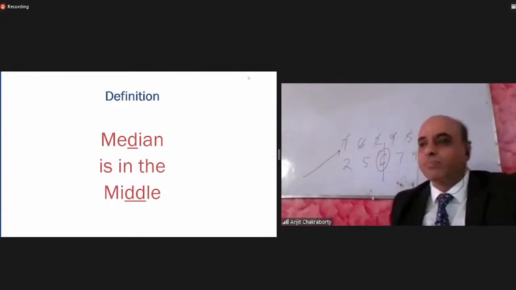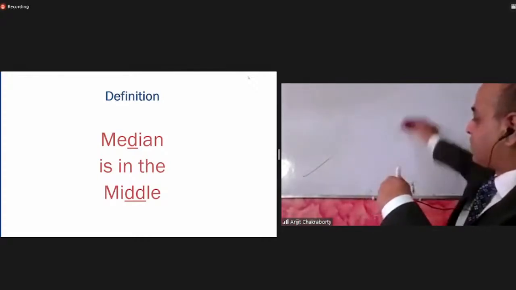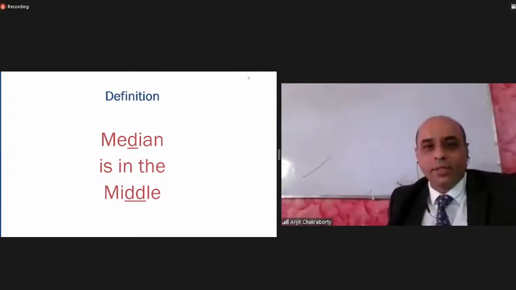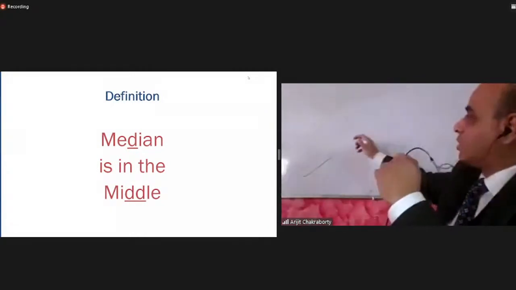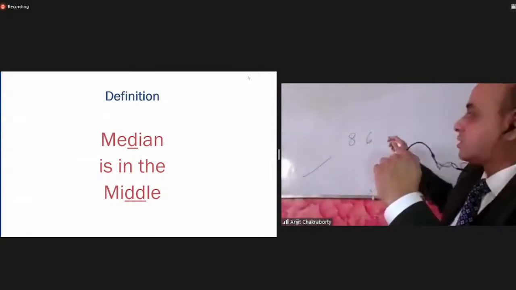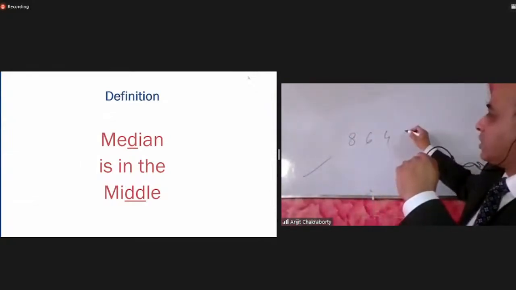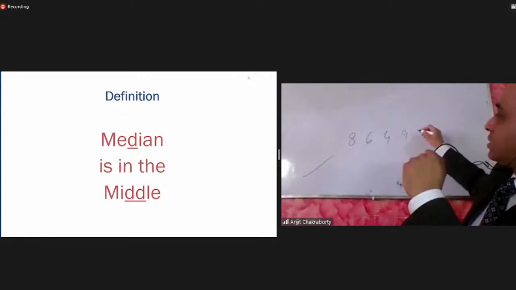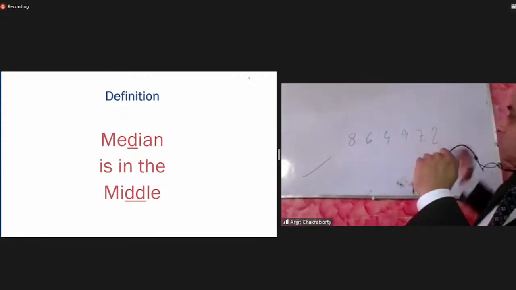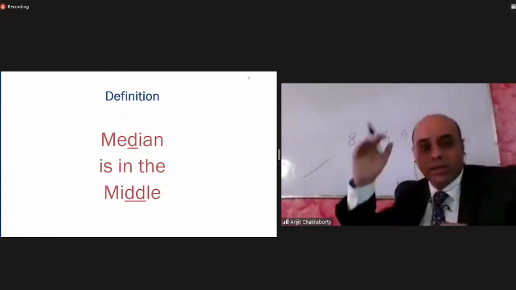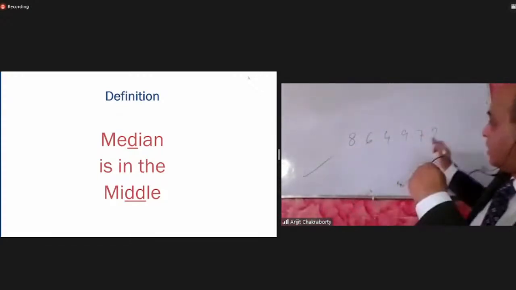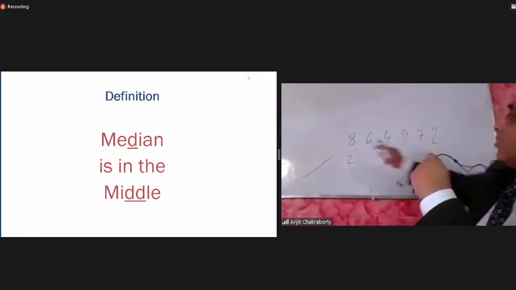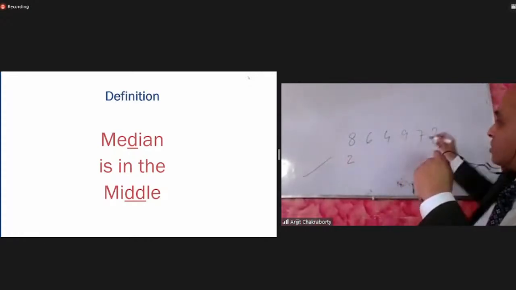Now we will take one more simple example. This was 5 numbers. Now let us take 6 numbers. I will take the numbers 8, 6, 4, 9, 7 and 2. So they are in a jumble, going up and down. I will first put them in ascending order. I will take the lowest one, 2. 1, 2, 3, 4, 5, 6, 6 numbers. 2 is gone.